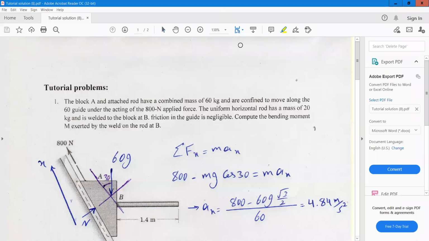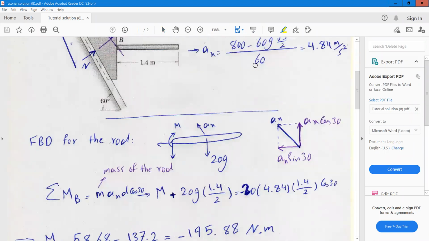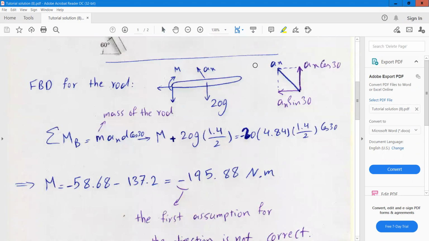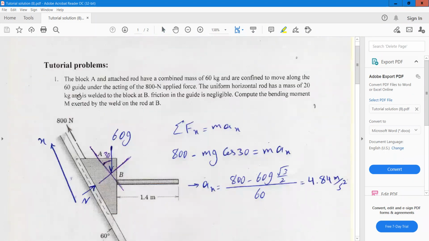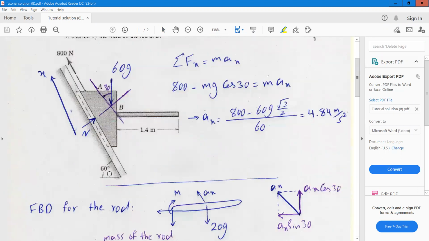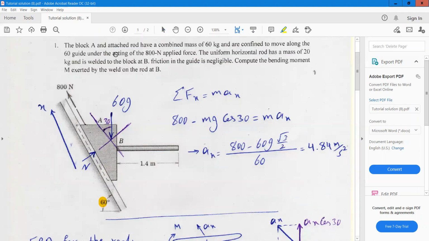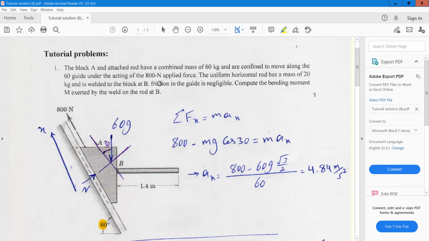Okay. In this week, we have two problems. First one is a block A and attached rod have a combined mass of 60 kilogram, and they are confined to move along the 60-degree guide here. You can see this is the angle, under the action of this 800 Newton force.